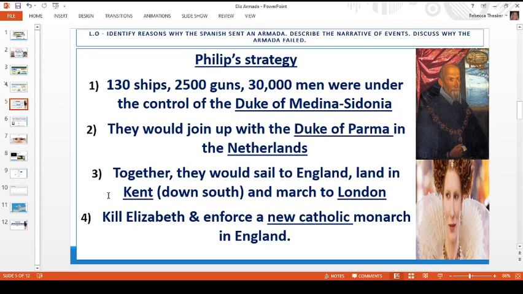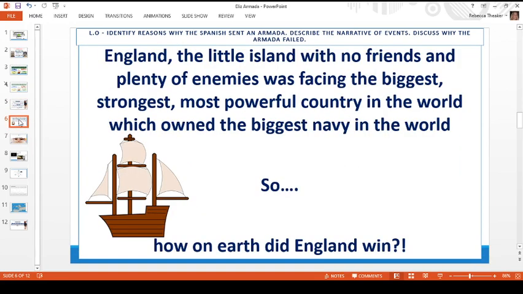The idea is that together, Medina Sidonia and the Duke of Parma would put all of their forces together. They would join up. Then they would sail to England, they would land in Kent, which is down south, they would march to London, kill Elizabeth, and enforce a new Catholic monarchy within England. The idea was at that point that Philip's daughter, Isabella, would actually take the English throne, because it couldn't be Mary Queen of Scots because she's now dead. So he thought he would put Isabella to rule in place of Elizabeth. So at this point in time, England, it's a little island, not many friends, lots of enemies, particularly across Europe.